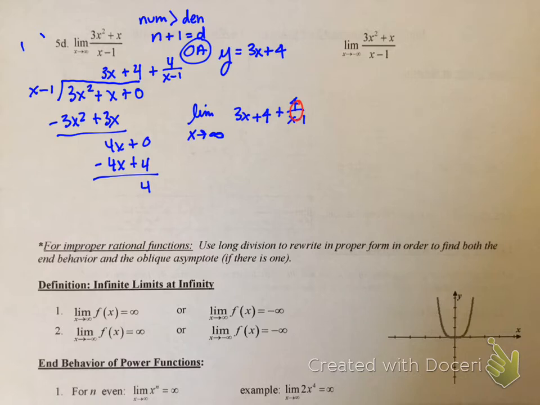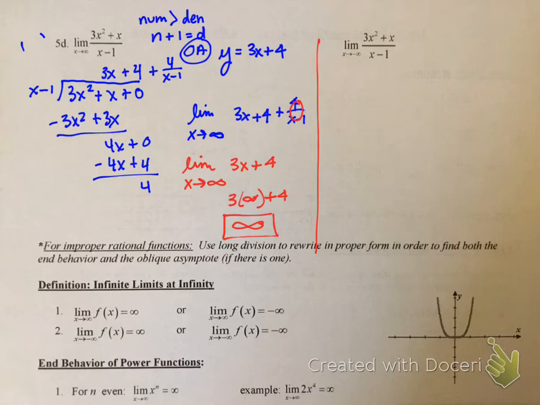Okay, so I'm actually finding the limit as x is approaching infinity of 3x plus 4. So we have 3 times infinity plus 4. That'll give me infinity. So in this case, we get infinity. When you have an oblique asymptote, you're either going to get infinity or negative infinity. Okay, let's look at this other one.